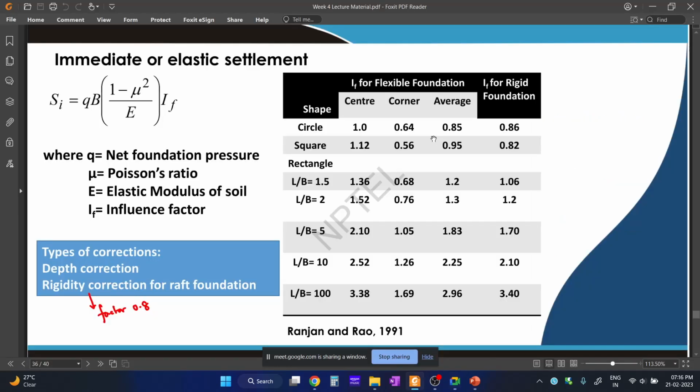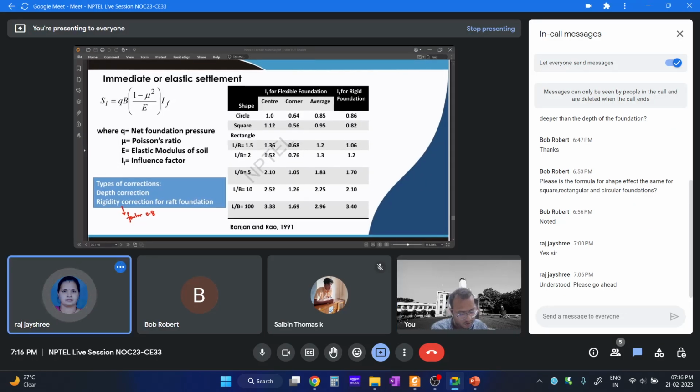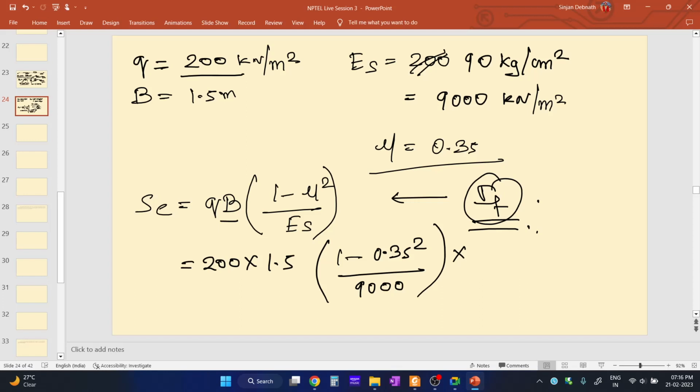Please let me know if you can see this table. Hello, can you see this table? Yes, yes. Okay.